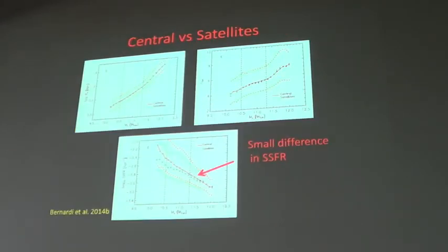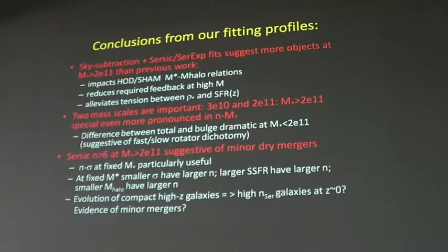Okay. And about the satellite and central, I don't see any difference in the properties, except for the specific star formation rate, which is related to the age. I see a little difference, but that's it. And these are the conclusions.